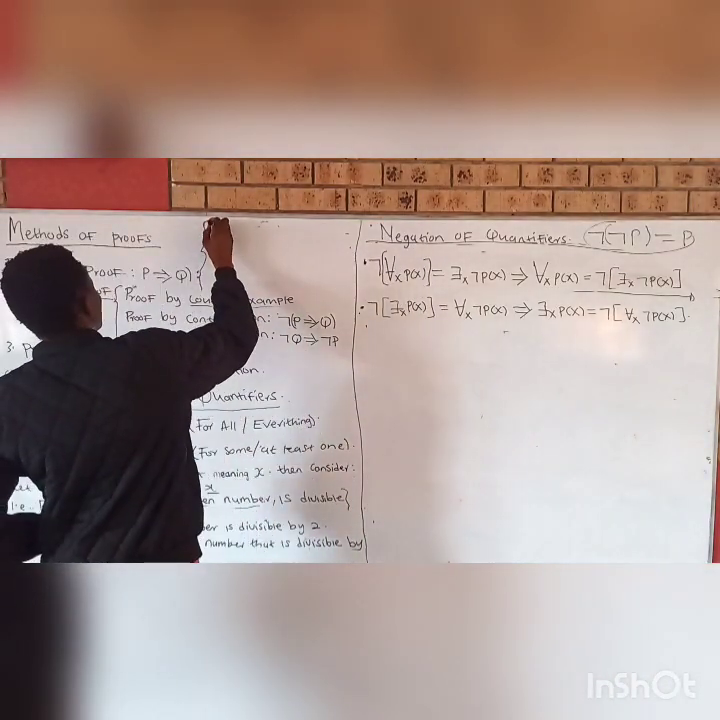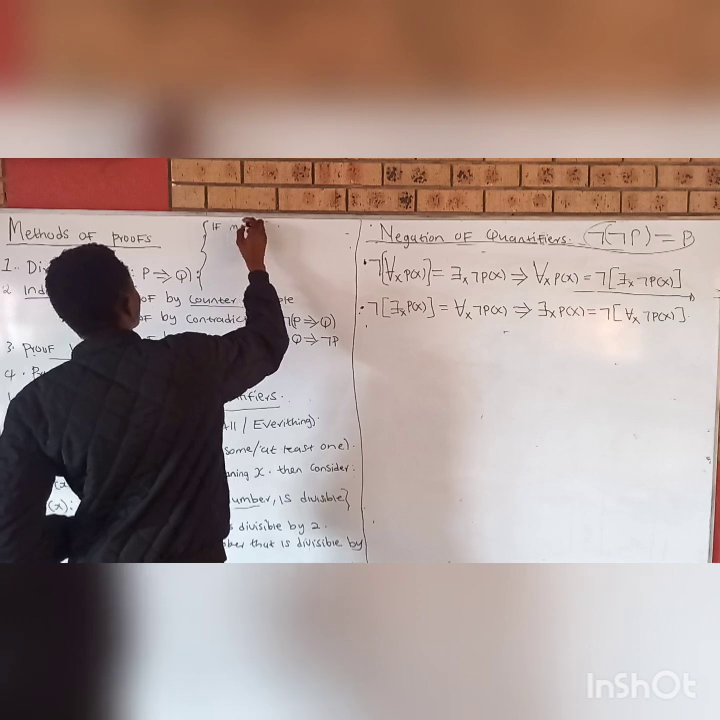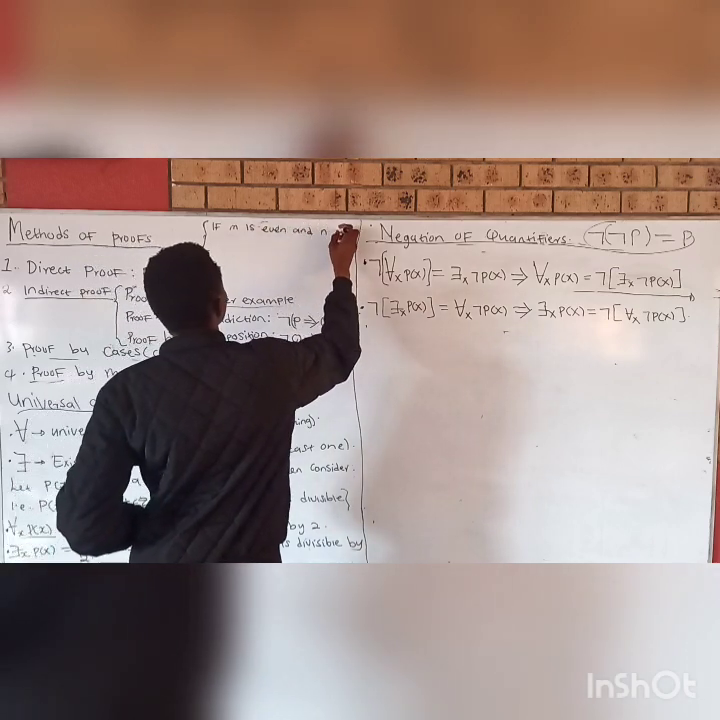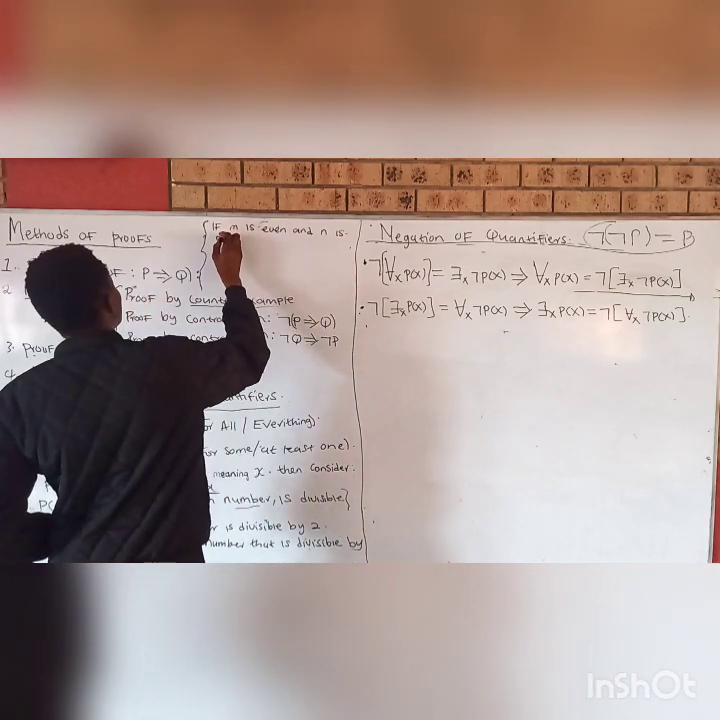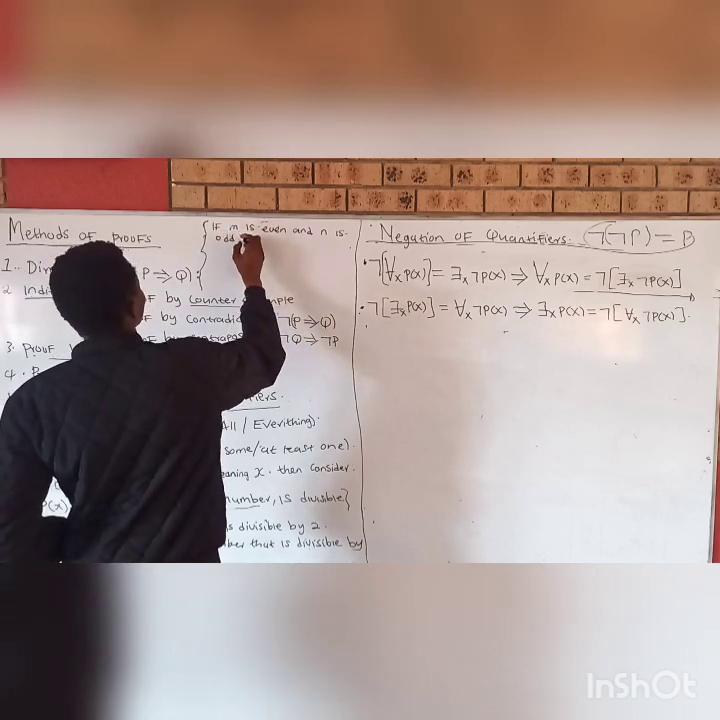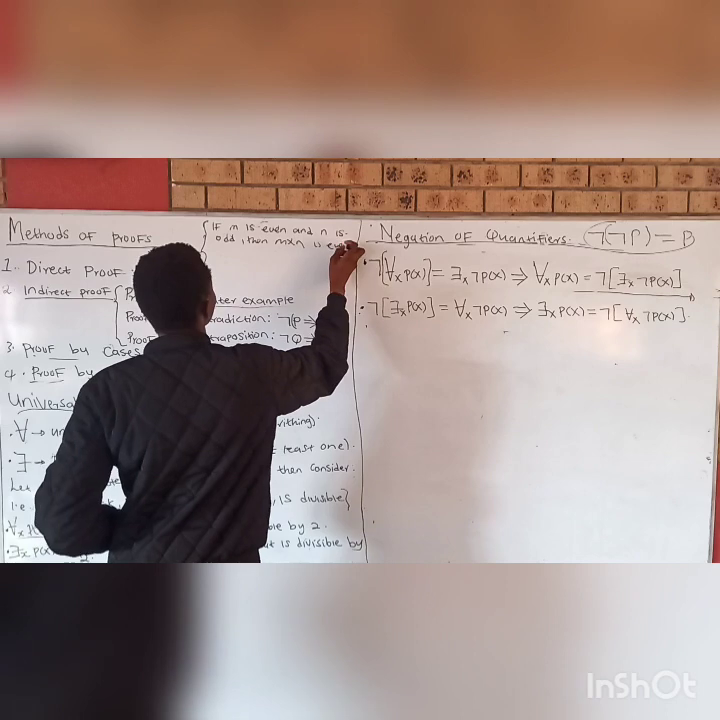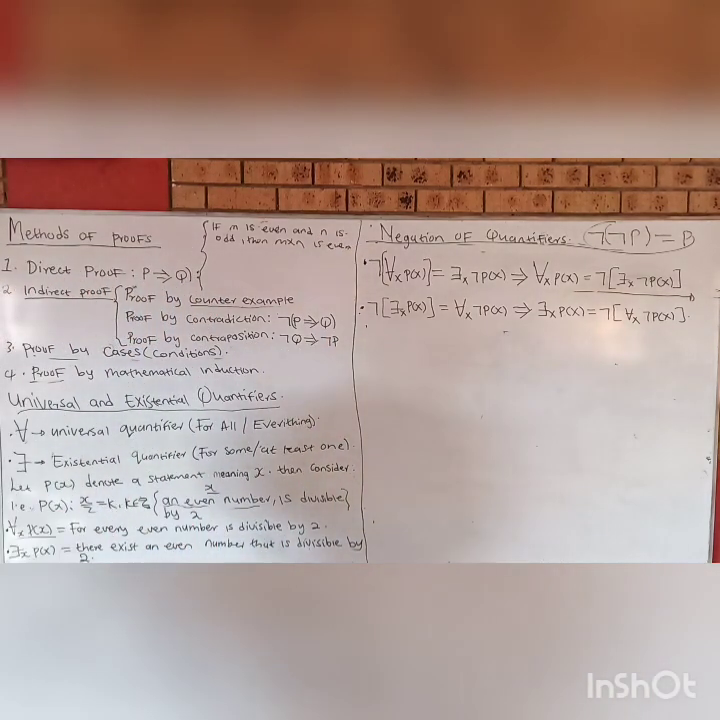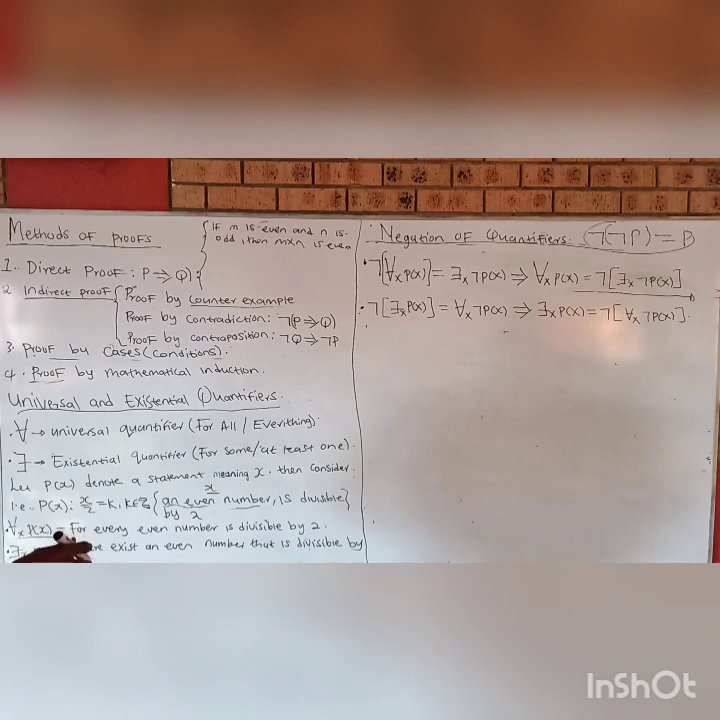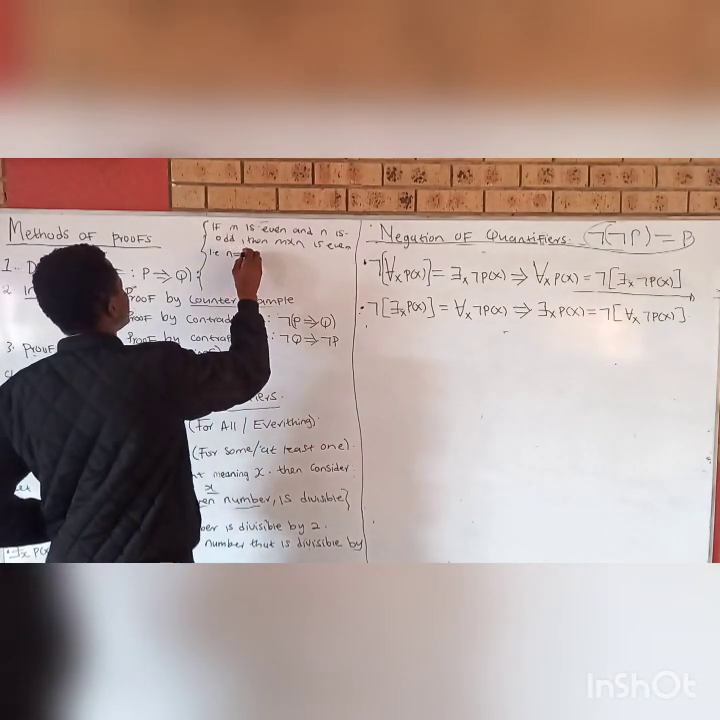So for example, if M is even and N is odd, then M times N is even. If their product is even, you have to show this. So how can you show this? Directly. Directly we are given that our M is even.